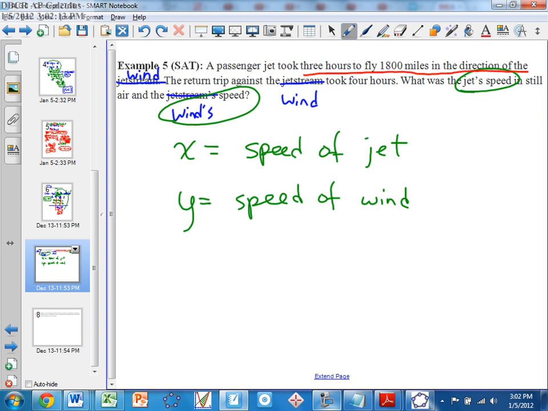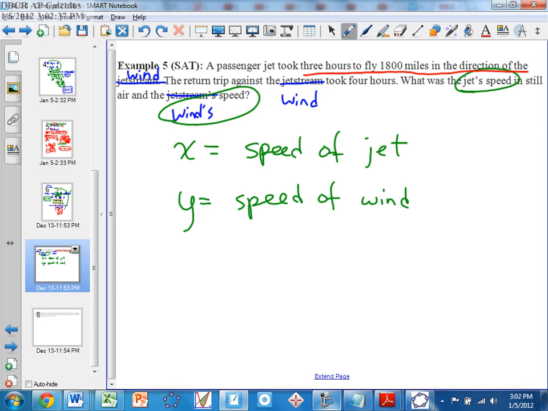That's what this means. On the way there, it takes 3 hours to fly 1,800 miles in the direction of the wind, meaning with the wind. The wind is helping it. On the way back, it takes 4 hours because the wind is acting against it. So it takes longer, which is logical. Think about it. If a plane is flying with the wind, it'll take less time than flying against it. When the wind pushes against the plane, it applies resistance, so it slows down the plane.